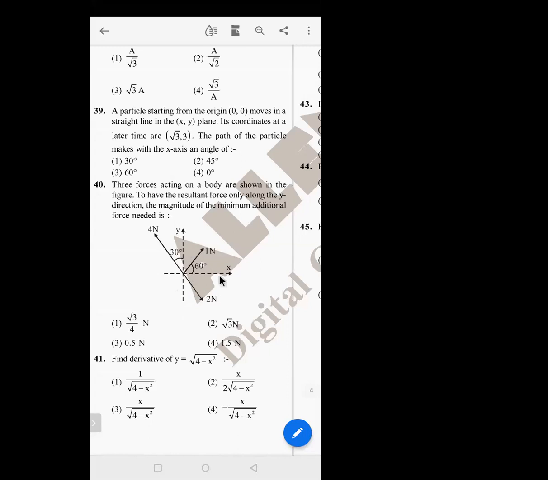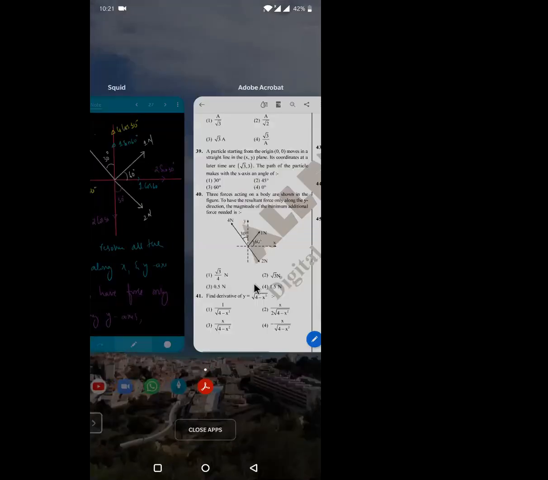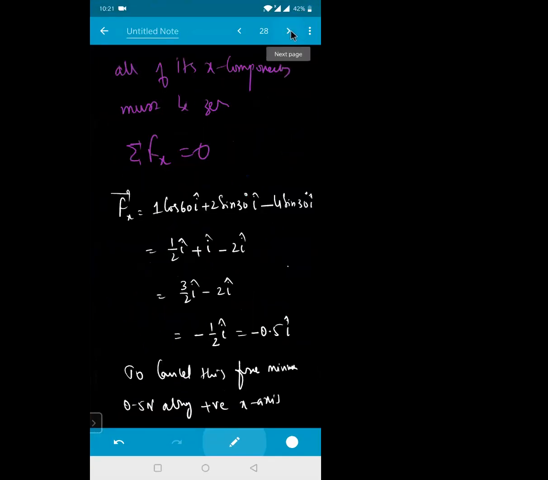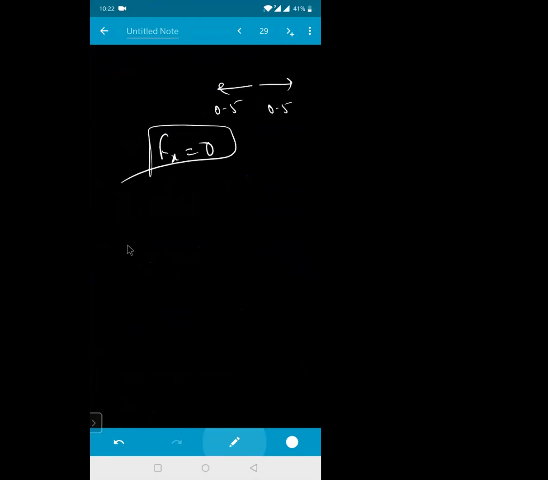So what I did is first I calculated the net force along x-axis. Net force along x-axis, how much I got as resolving the components? -0.5. -0.5 को 0 करना है, मतलब how much you should add here right now? +0.5. If you add +0.5, this will become 0 because net sum force must be equal to 0. So you should be adding 0.5 Newton along your positive x-axis. So that will give me the answer for the given question.